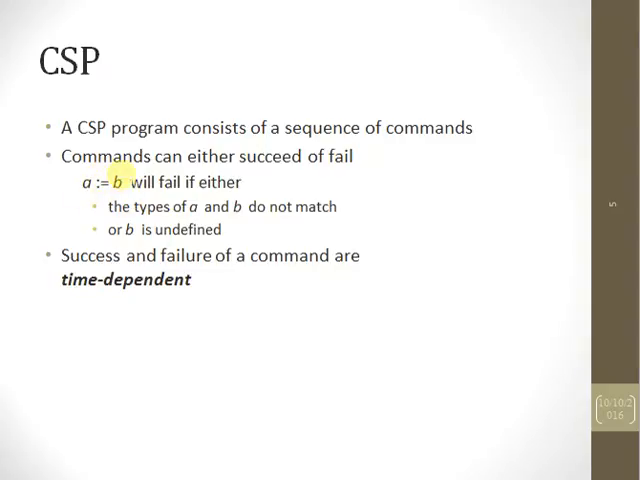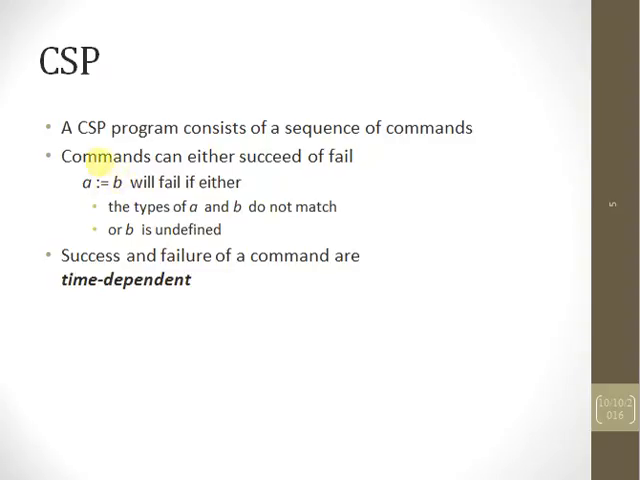CSP generally denotes a command as A, some boolean expression, B, and the meaning of this command is like A and B. It checks if A and B are type matching, like if A is real and B is a real value, this command is true. And suppose A is real and B is character, this command fails. And it is also time dependent, like at some particular moment A could be real and B could be real, and after several computations A could be character and B could still remain real. After that, this command fails. So time dependency also matters.